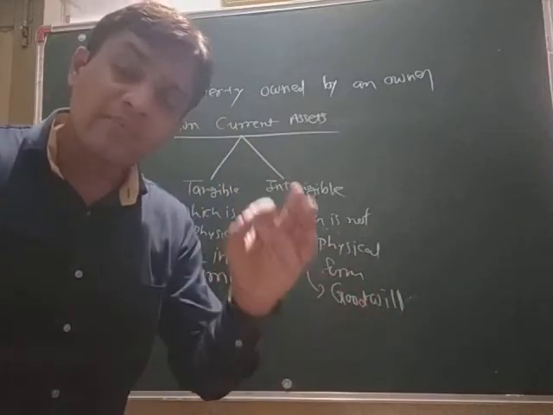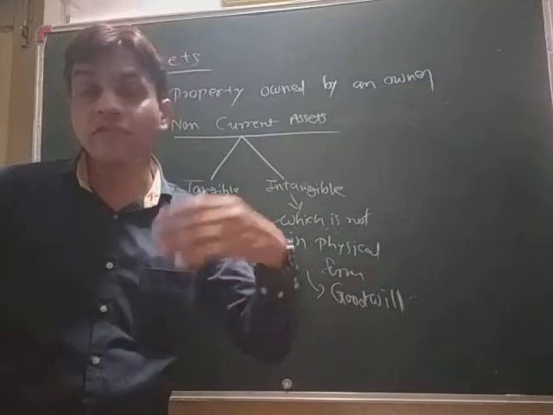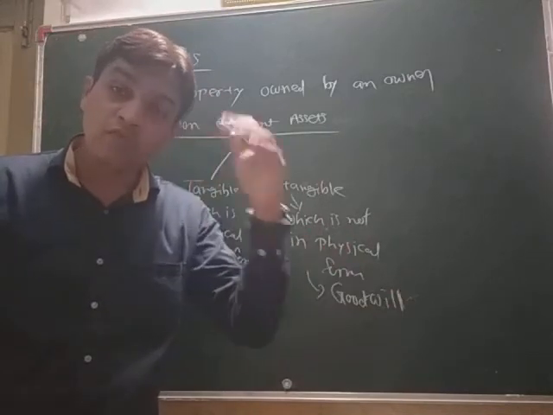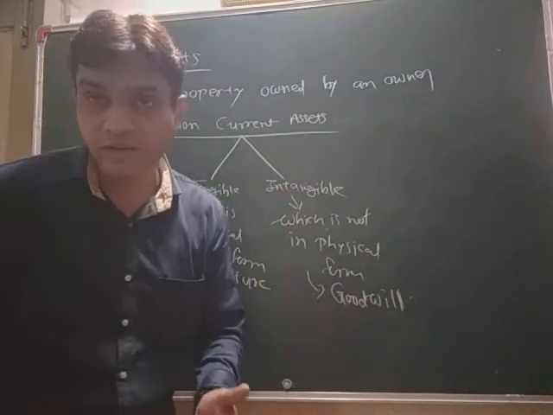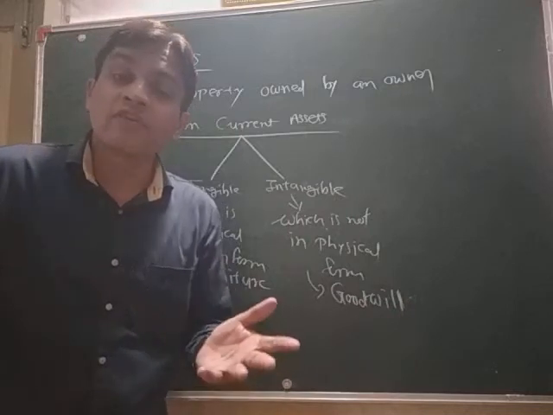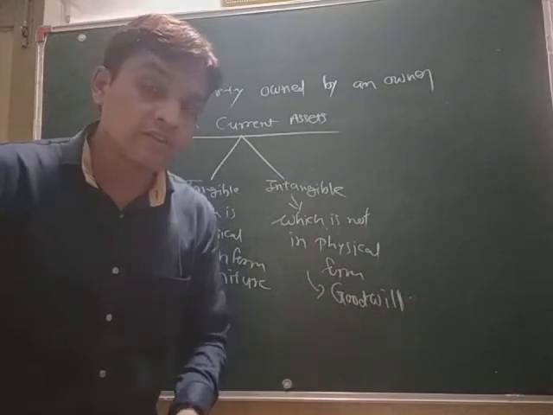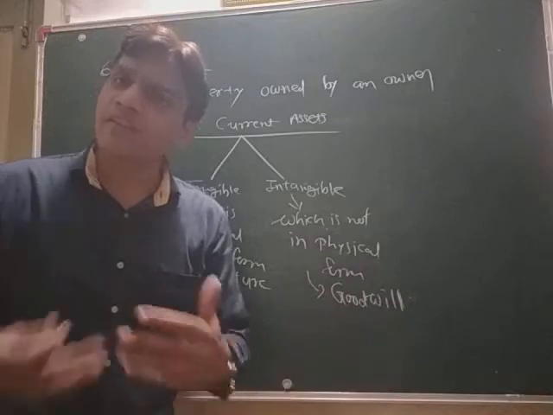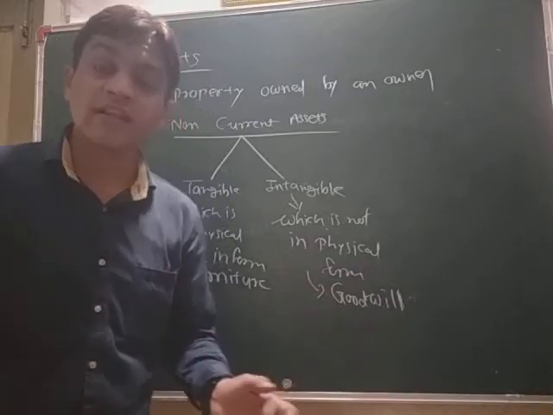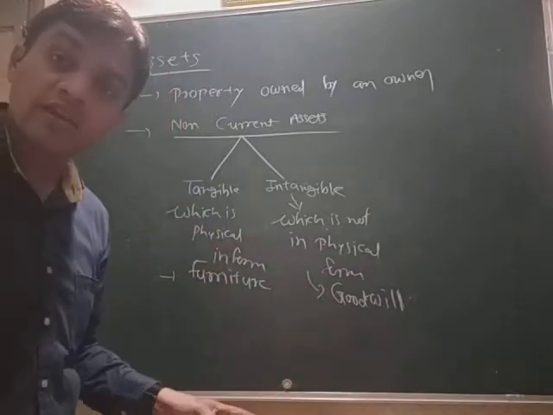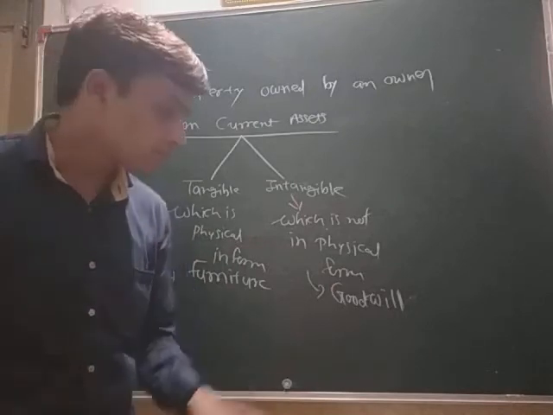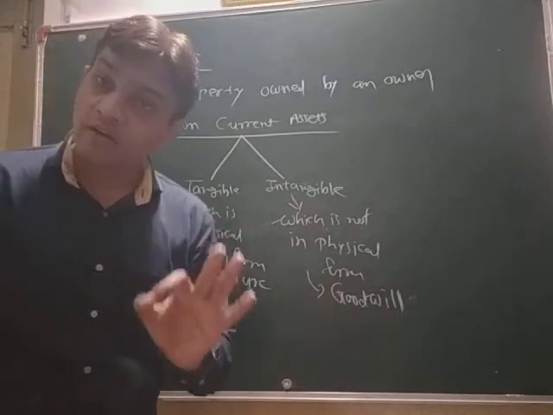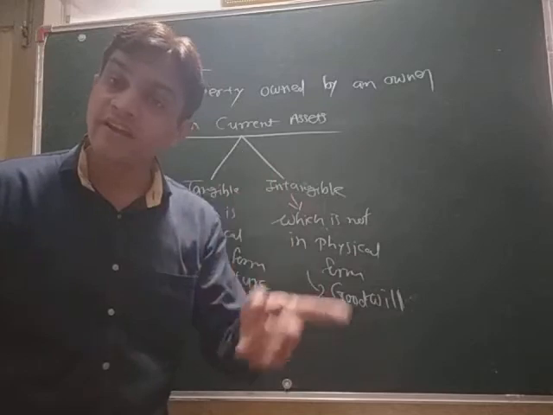It can also be called a fixed asset. One more example, plants are also fixed assets. If you have a car, then it is also a fixed asset. Computers also, and machinery. They are examples of non-current assets, and they are tangible assets because they are all in physical form, and this one is non-physical, which means it is intangible.